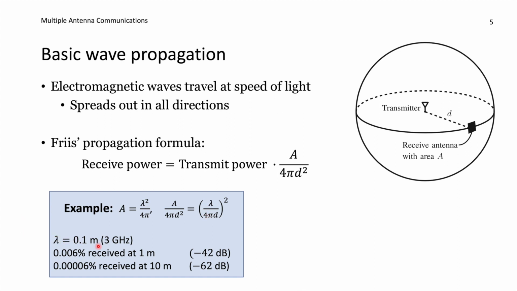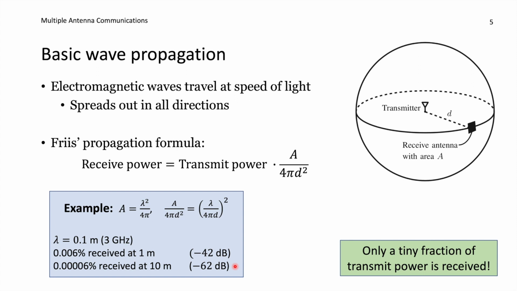Lambda is 0.1 meters, which is what we get at 3 GHz frequency, which is a very typical frequency in 5G. Then if we are measuring the signal energy at a 1 meter distance, then it will turn out that this fraction here is only 0.006%, which is minus 42 decibel. And if we are increasing the distance to 10 meters, well then due to this square here, we are losing another 100 times of the energy. So we are down to minus 62 decibels, which means that if we are sending out 1 million pieces of energy, we are barely receiving even one of them. So the point is that the signal energy is diffusing very quickly over the propagation environment.